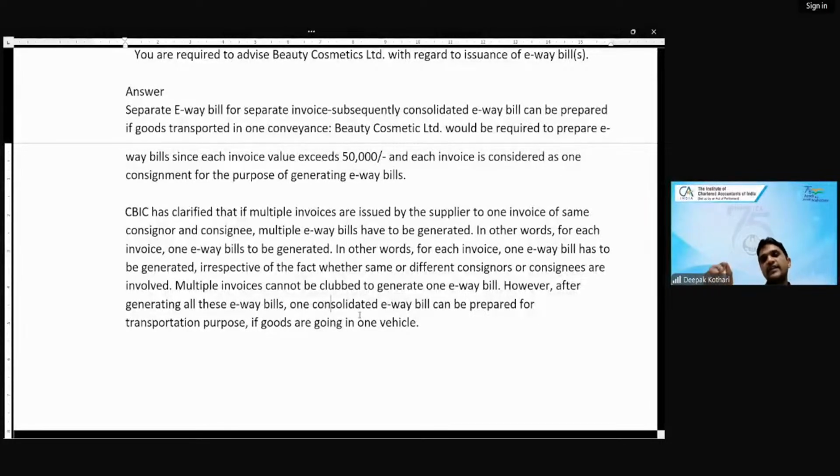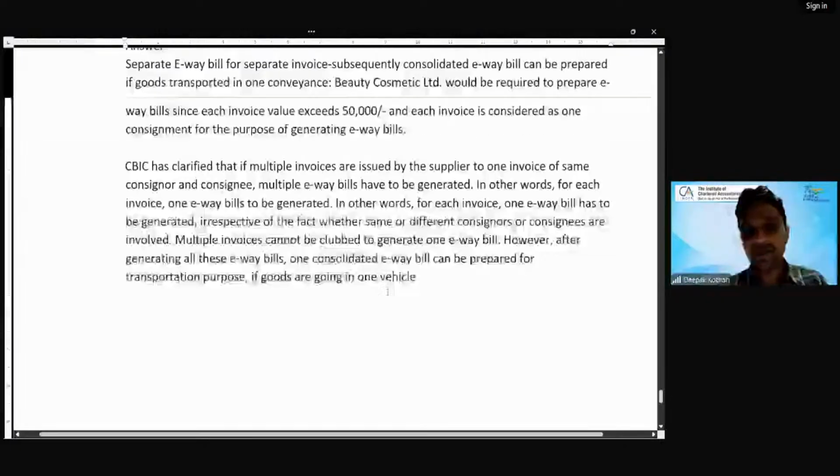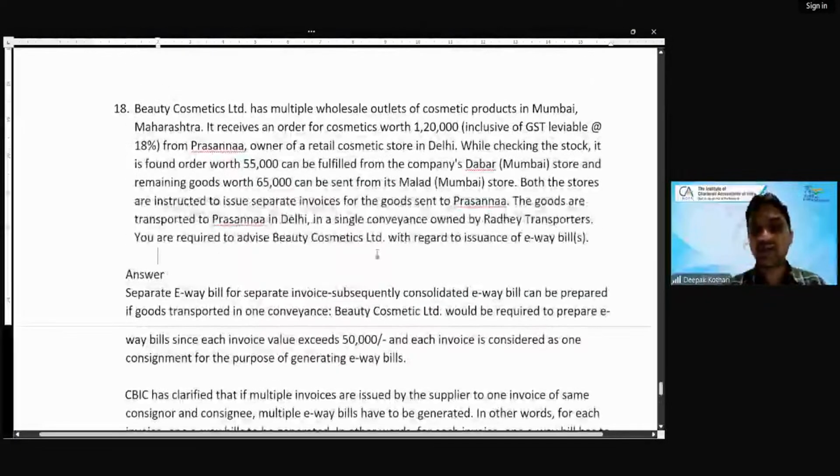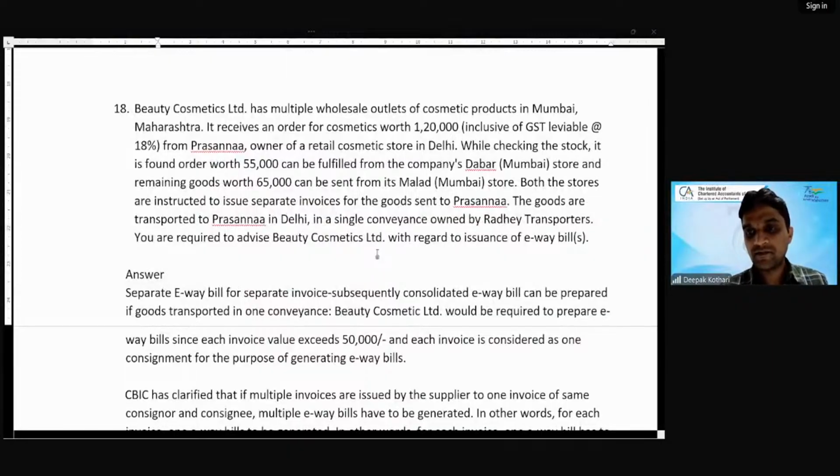But the validity from the supplier and the consignor's perspective will be each e-way bill. So you cannot raise a consolidated e-way bill. You have to raise separate e-way bills. Number of invoices should be equal to number of e-way bills. You're right. How many invoices will you raise? You will raise two separate invoices. Even from the same location, if you're raising multiple invoices, you cannot consolidate them. For each invoice, you have to raise a separate e-way bill. Clear?